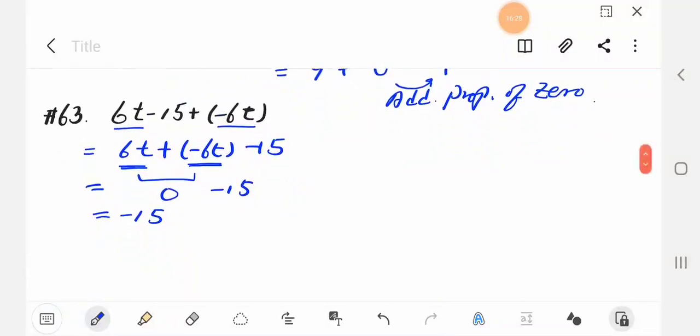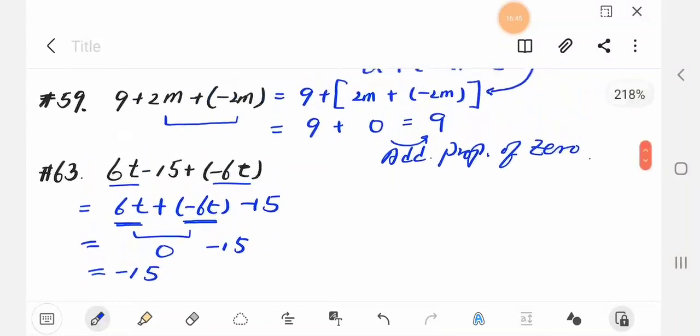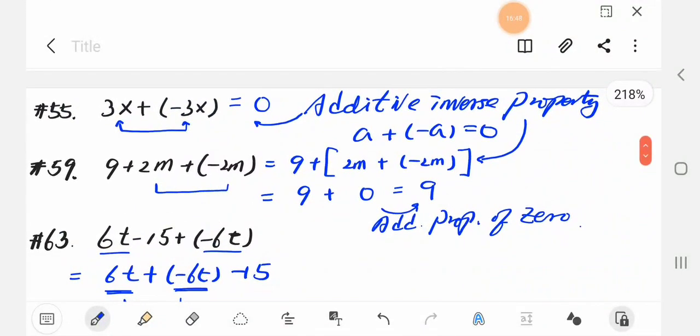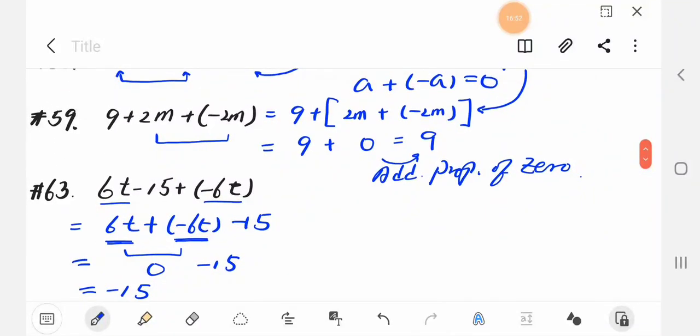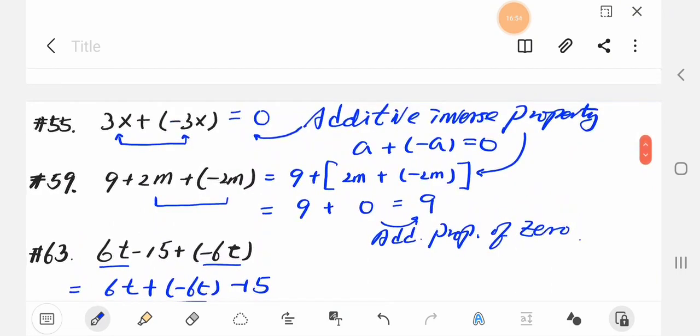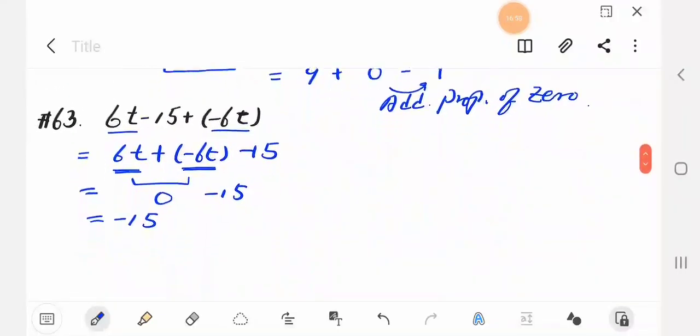Can you see this one? So always make sure, if you are adding two numbers that are the same with different signs, then it becomes 0. Which property is applied? The inverse property of addition, or the additive inverse property.